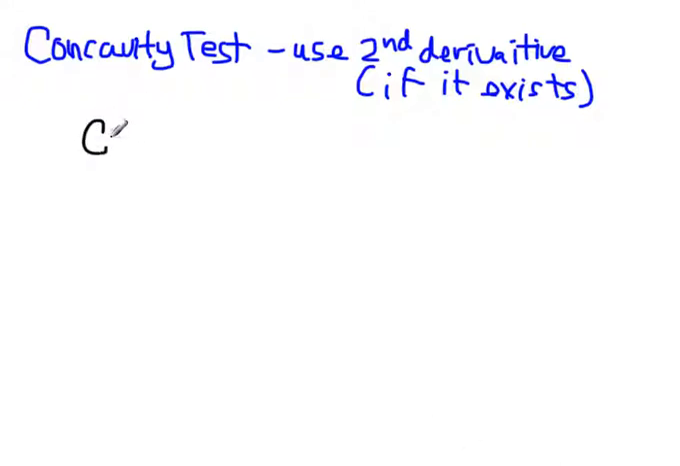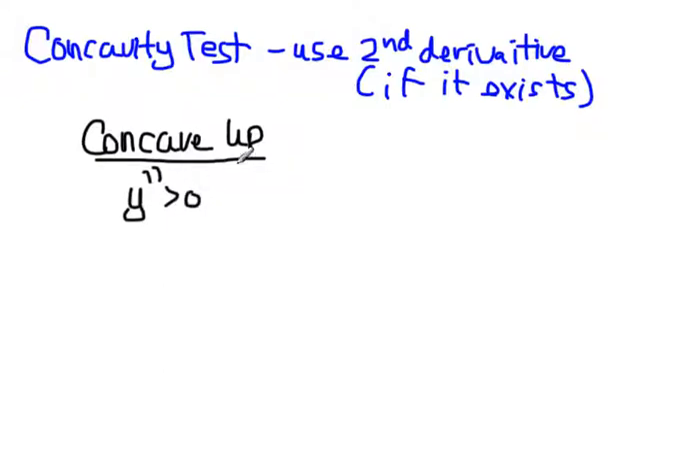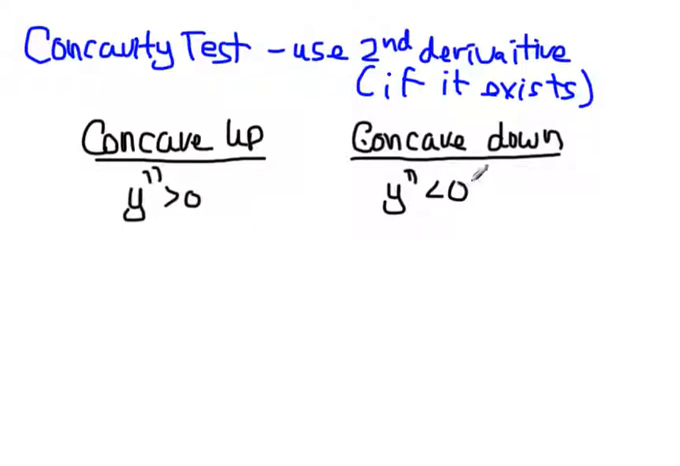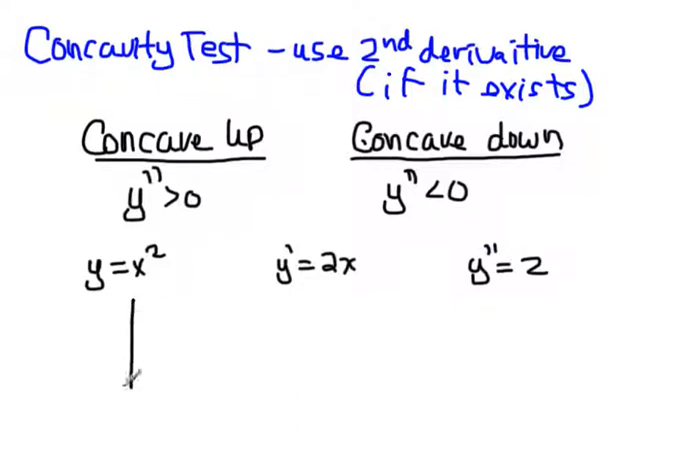The test says it's concave up if the second derivative is greater than 0. It is concave down if the second derivative is less than 0. Let's look at an example of this. Let's look at y equals x squared. The derivative of that is y prime equals 2x, and the second derivative is y double prime equals 2.